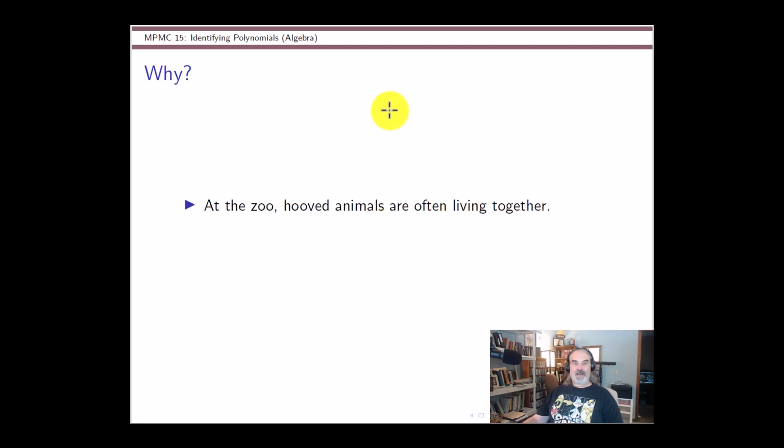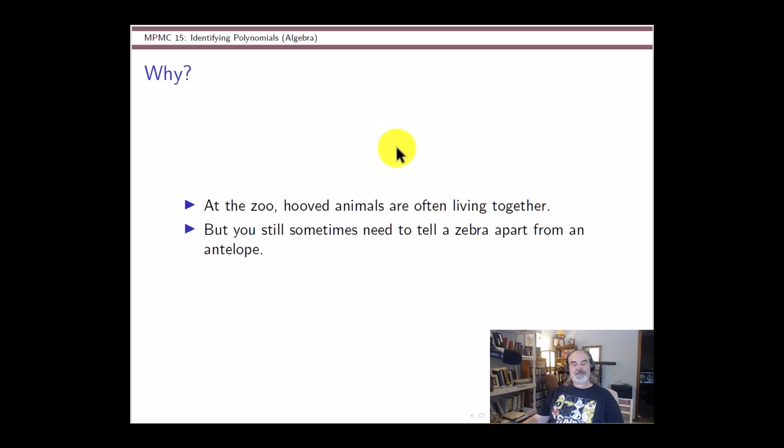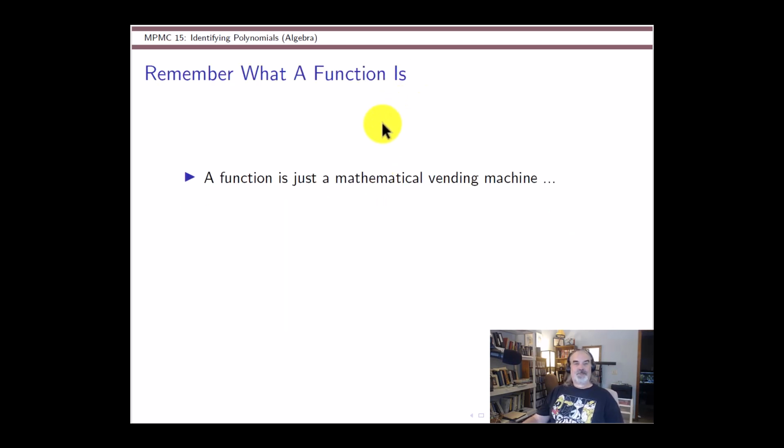So, polynomials. Why do you have to be able to identify polynomials specifically? I mean, functions are functions, right? Who cares what subtype of functions you have? Well, if you think of functions as animals in a zoo, sure, all the hoofed animals are put together, but even still, it's a good idea sometimes to be able to tell a zebra apart from an antelope. So yes, functions are functions in general, and there's only so much use to subdivide them into types, but there's actually a lot of use to subdivide them, and it is useful to be able to identify what polynomials are specifically.